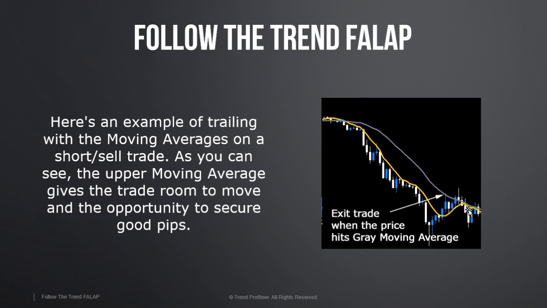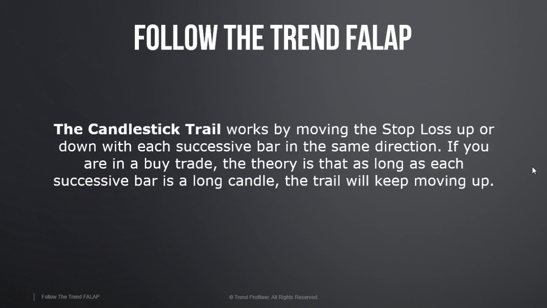And here's an example of trailing with the moving averages on a short sell trade. So if you were using the slow moving average, then you would exit the trade. In this case, if you took a sell up here, you would have closed out for profit when this bar crossed over this slow moving average. Okay, so again, it allows you to make some good pips on your trade.